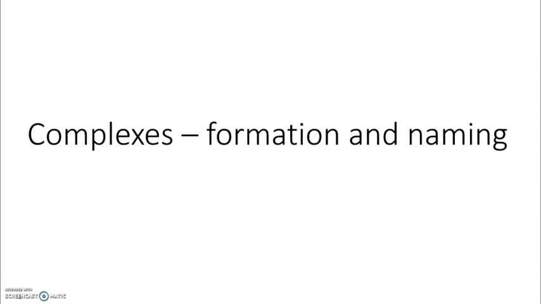Right, in this session, we're going to have a look over a few basics around complexes, how they form, how they are named. We're not going to deal with isomerism of complexes within this video. I will follow up with a short video looking at different forms of isomerism after this one, but this one is mainly just covering the basics.